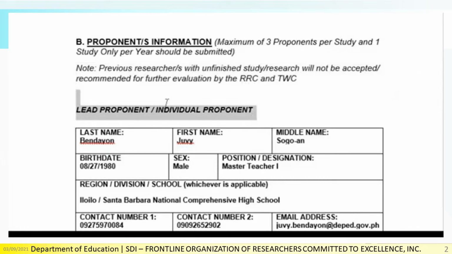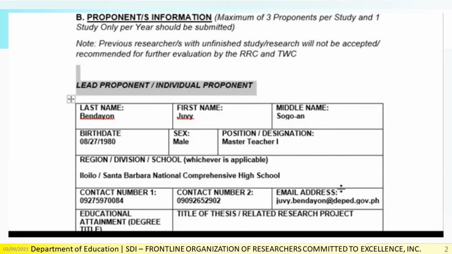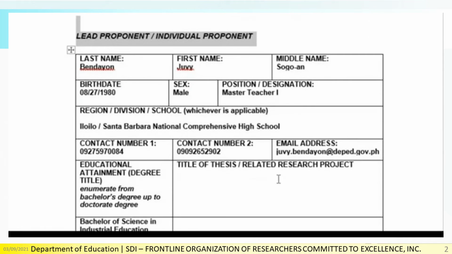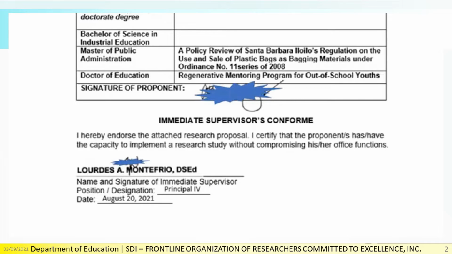Okay, so last name, first name, middle name, the birth date should be in month, day, year, the sex, position or designation, then region, division, school, whichever is applicable, the contact number 1, contact number 2, email address, then you have the educational attainment of the proponent, then the title of the thesis or related research project. Then, the signature of the proponent. Don't forget your signature in the application form.